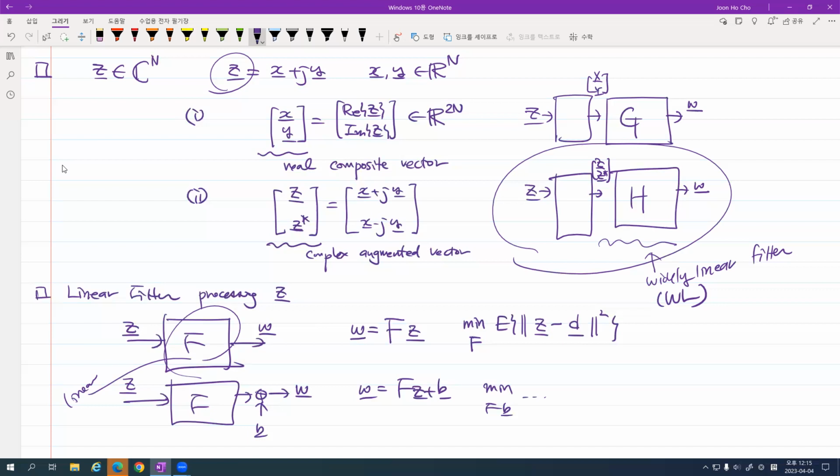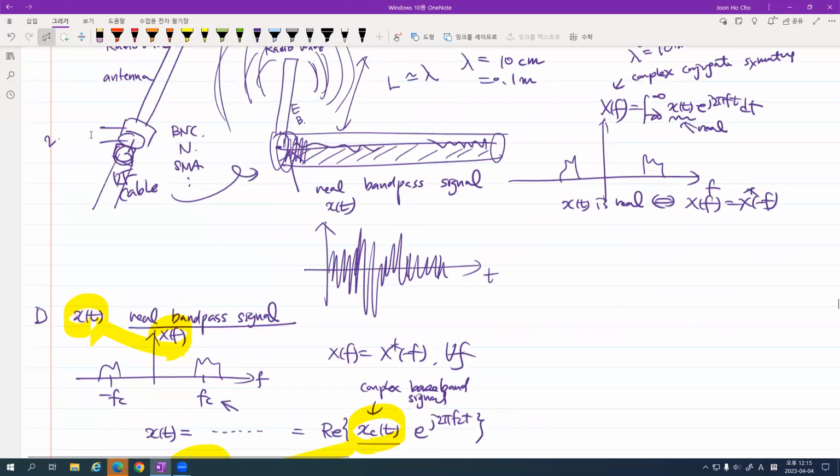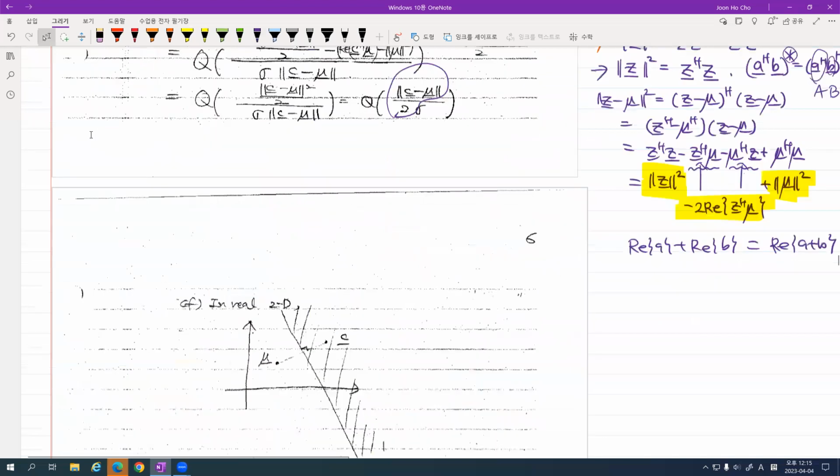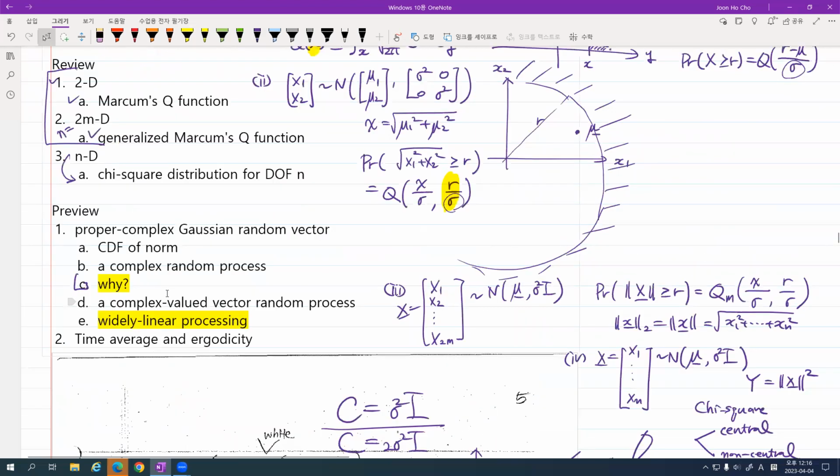Got it? Okay, that's all for the day. Today I could not cover time average and ergodicity, but we are really done here now. Okay, that's all for the day.